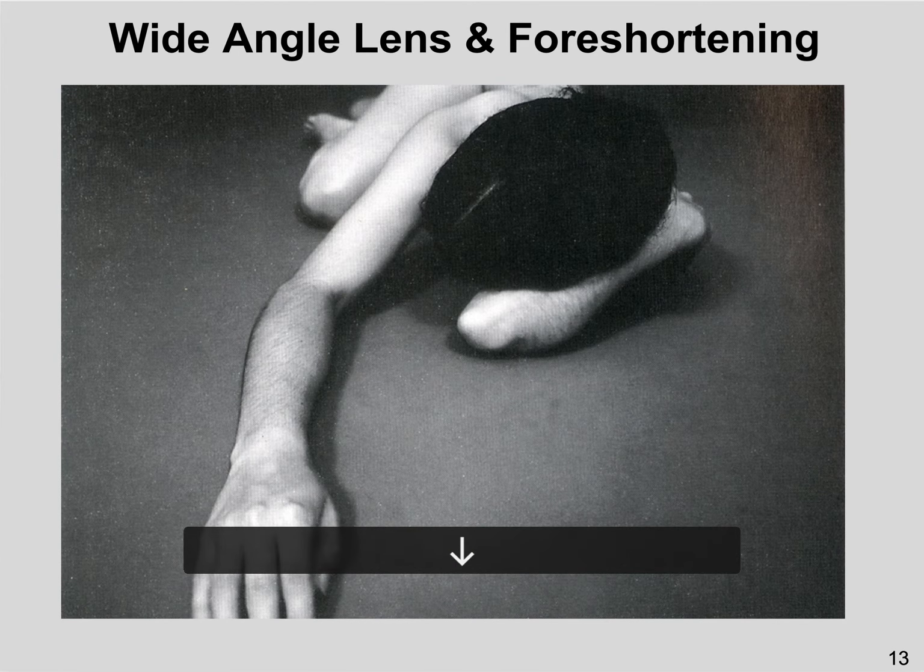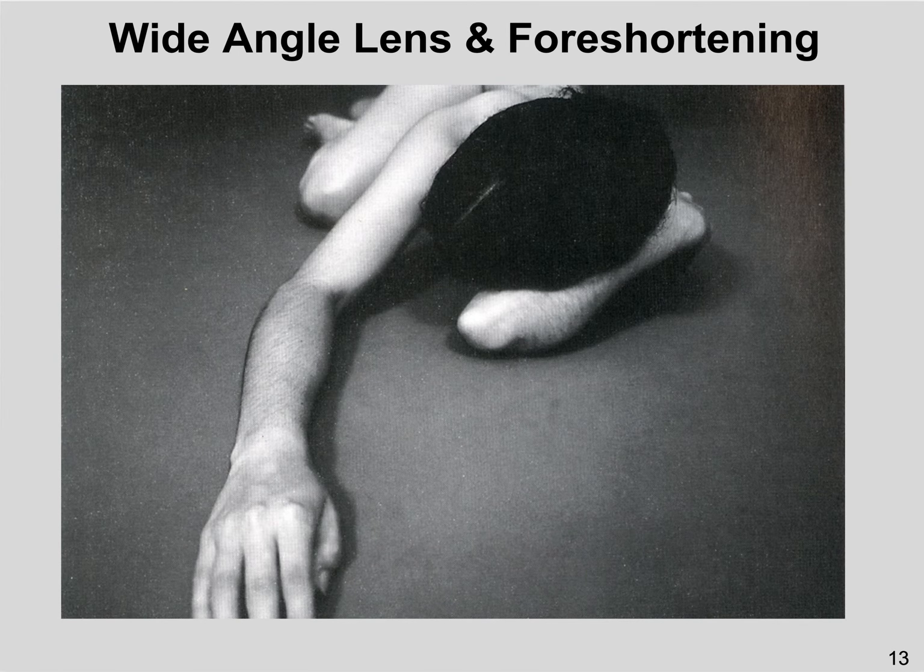So there's another thing about wide angle lenses and foreshortening that you should be aware of. That is, objects closer to the camera are going to appear bigger. So that hand is quite large compared to that head, because of the way it's coming towards the camera with the wide angle lens. And that's kind of an interesting phenomenon with optics.